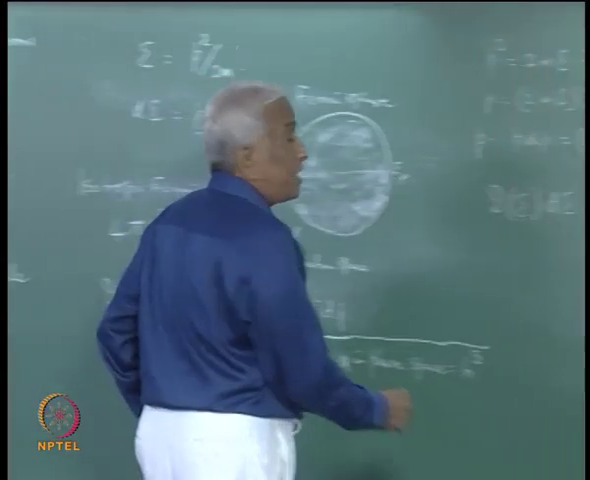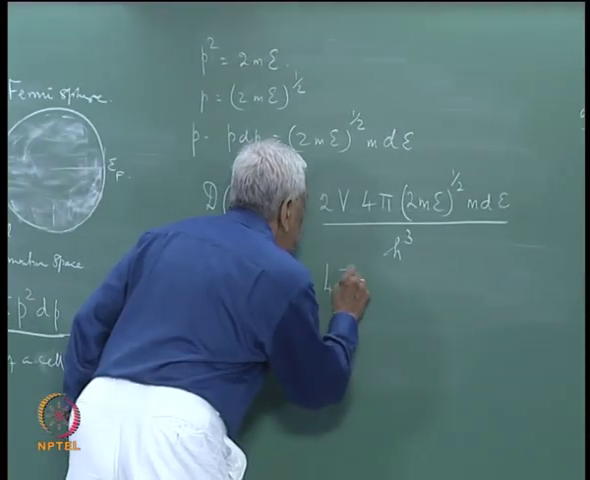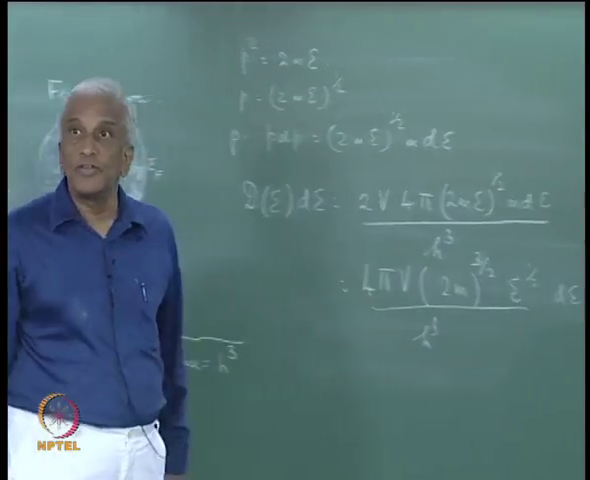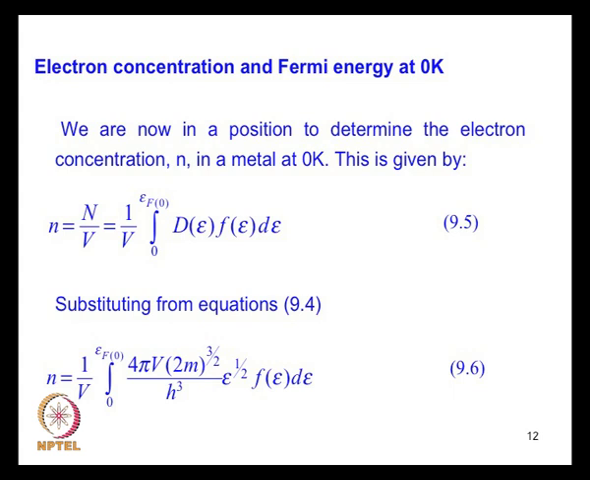So, this on simplification gives you the density of states function as 4 pi V. You can see that this is the density of states function, which is plotted in this figure. So, you can see the density of states goes as E power half. Now, we have developed all the things that we need to evaluate the electron concentration at 0 Kelvin. Let us do this now.